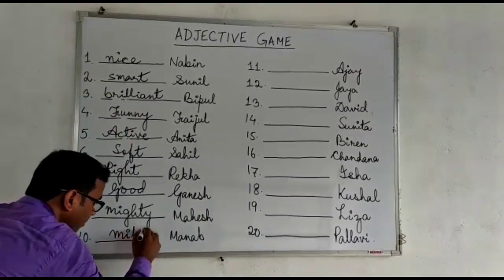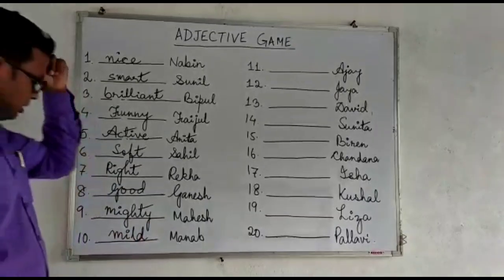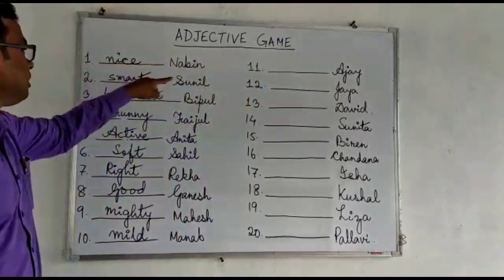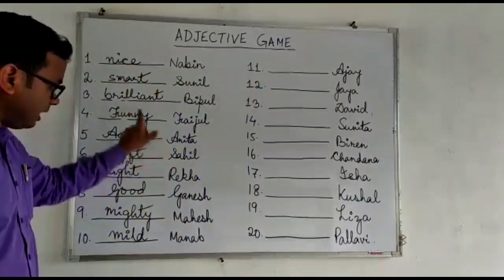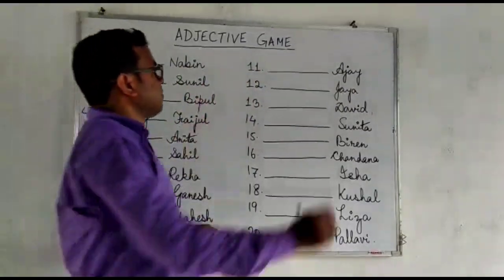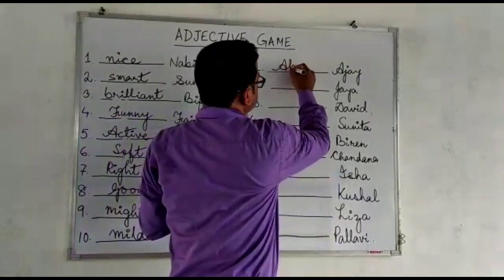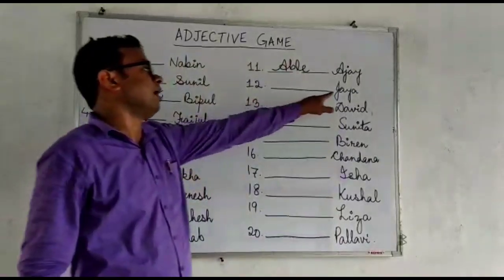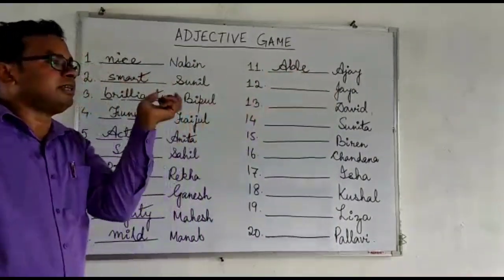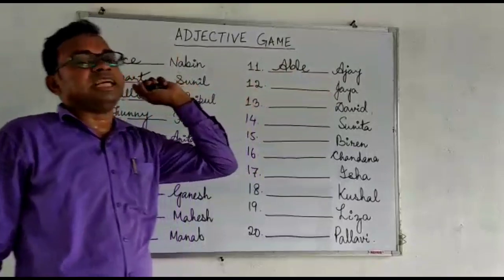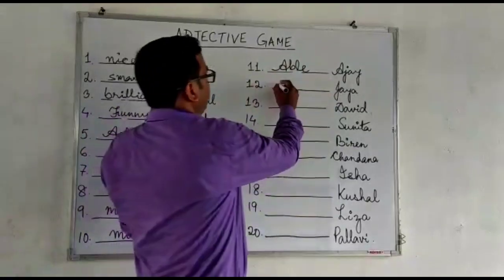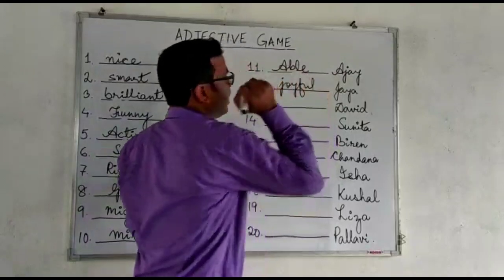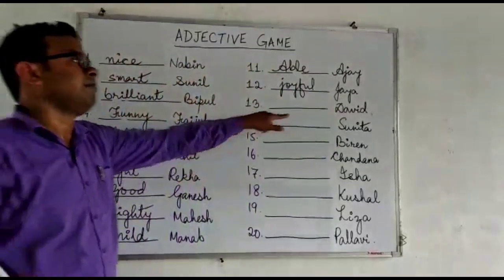So it can be mild Manav. Now it is the turn for Ajay. What will Ajay say? He will start from nice Nabin, smart Sunil, and all the names he will tell. After that, he may say able Ajay. Our next student is Jaya. So Jaya will think of an adjective with the beginning letter J. So it should be joyful or any other adjective. Joyful Jaya.